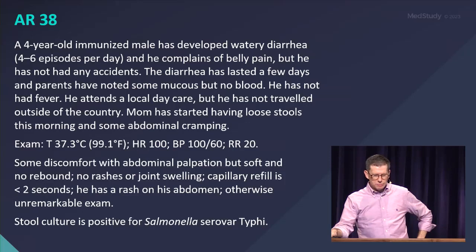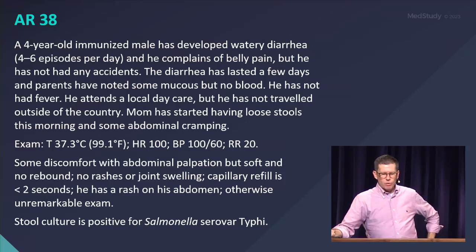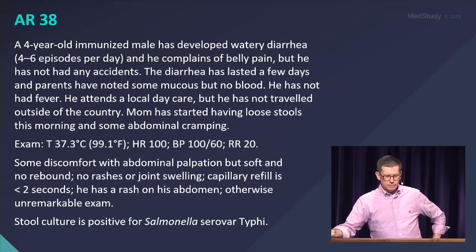38. A 4-year-old immunized male, sound familiar, has developed watery diarrhea and complains of belly pain but has not had any accidents. The diarrhea has lasted a few days and parents have noticed some mucus but no blood, no fever. He does attend local daycare and he's not traveled outside of the country. Mom has started having loose stools this morning and some abdominal cramping. Temperature is 99.1, heart rate 100, blood pressure 100/60, and respirations of 20.